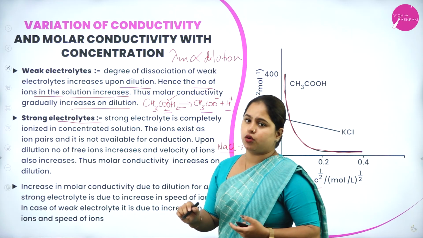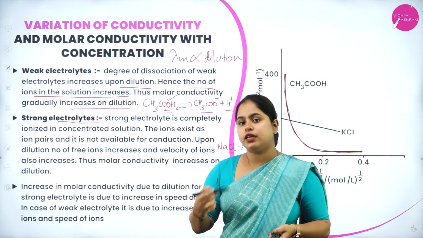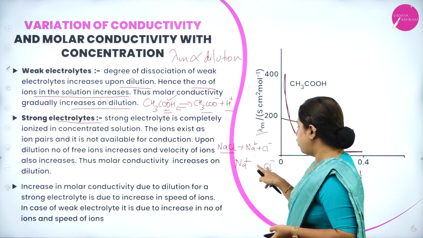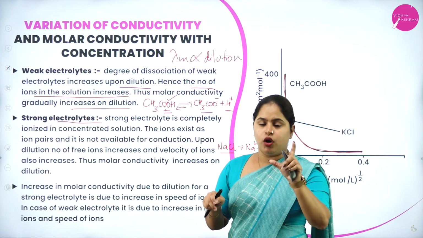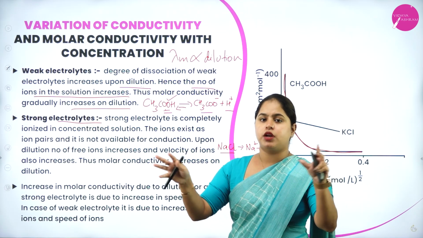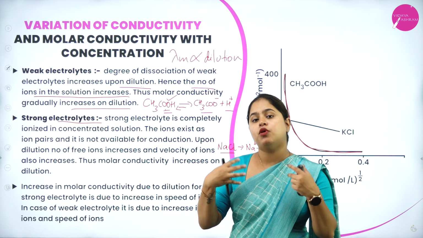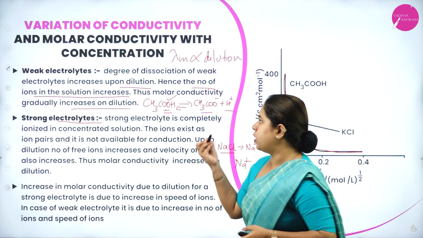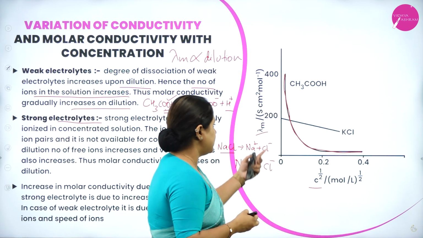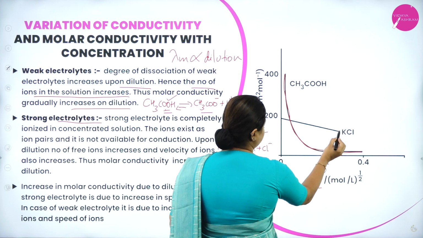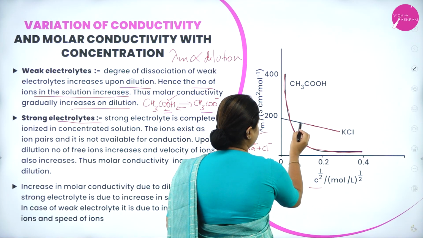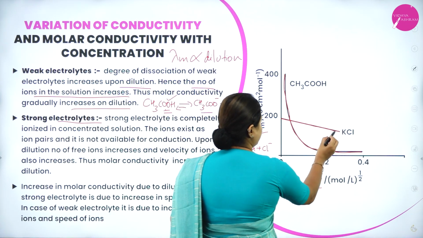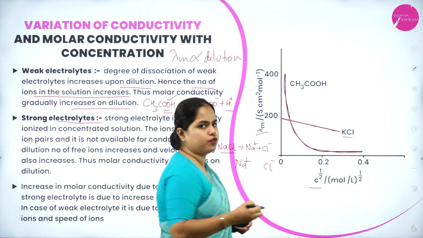Coming to strong electrolytes, also molar conductivity increases on dilution, but the reason is here the number of ions is not going to increase, but the force of attraction between the ion pairs is going to decrease and hence all of them are going to exist as individual ions. Hence, the number of free ions is going to increase and because of that velocity is going to increase and molar conductivity increases. Right. So, you can see the graph here also. This is for a strong electrolyte. As the concentration decreases or dilution increases, molar conductivity is slowly increasing. Right. You can see the molar conductivity increasing. KCl is an example of a strong electrolyte.